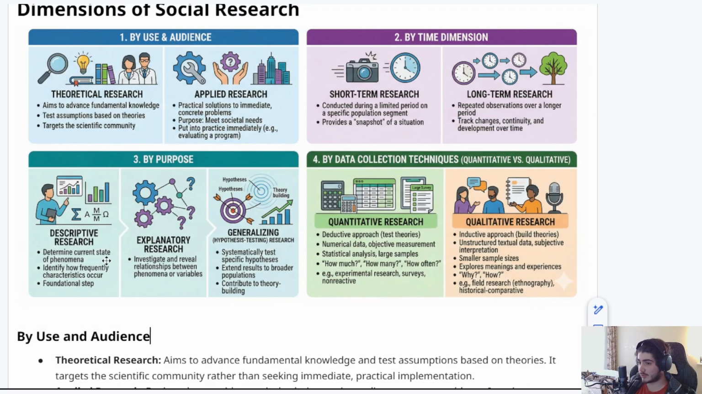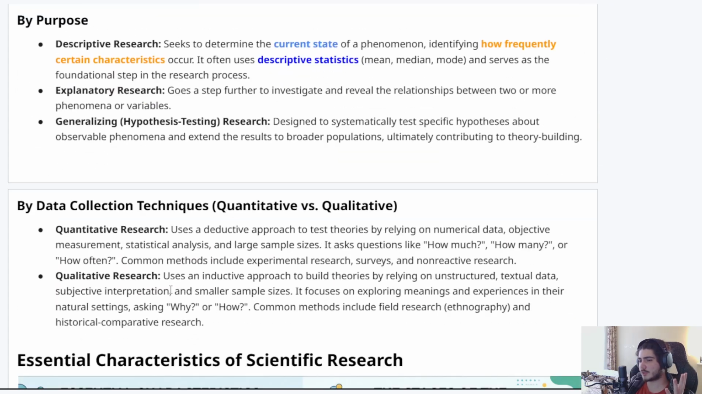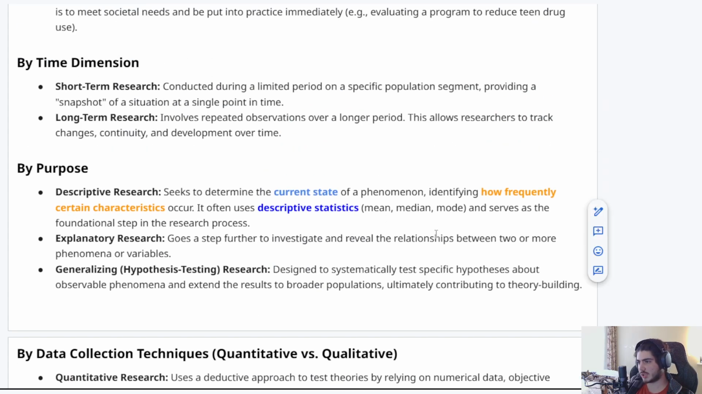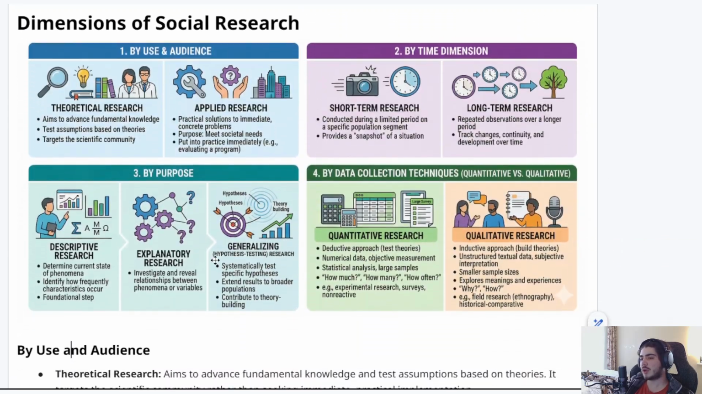Now, if we check them out by purpose, the first one we got is descriptive research. It determines the current state of phenomena and identifies how frequently characteristics occur. And it's a foundational step in the research process. It also uses statistical elements like mean, median. It's like the first step in actually doing research.